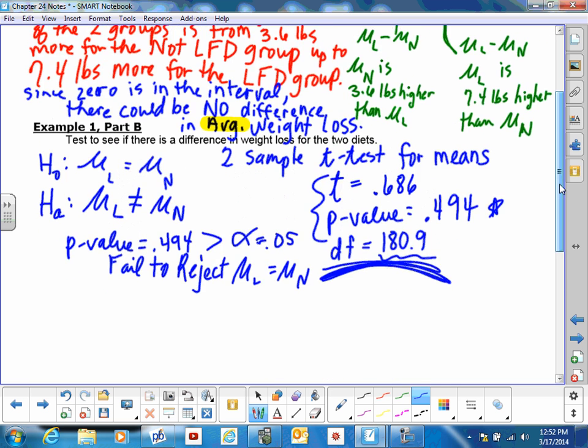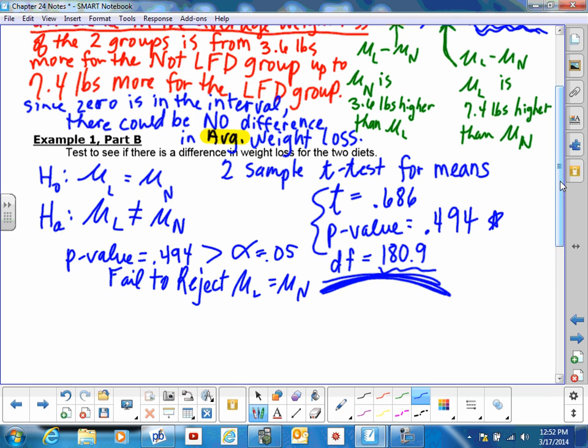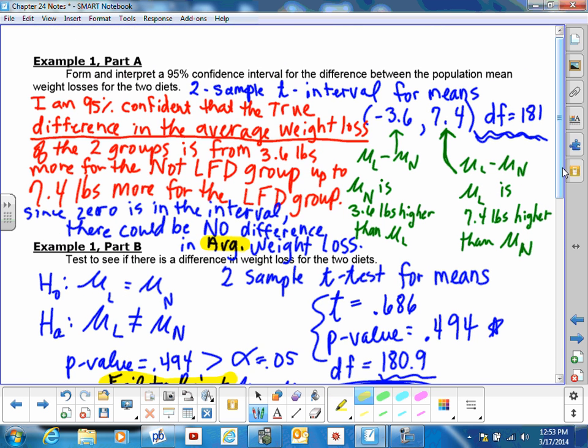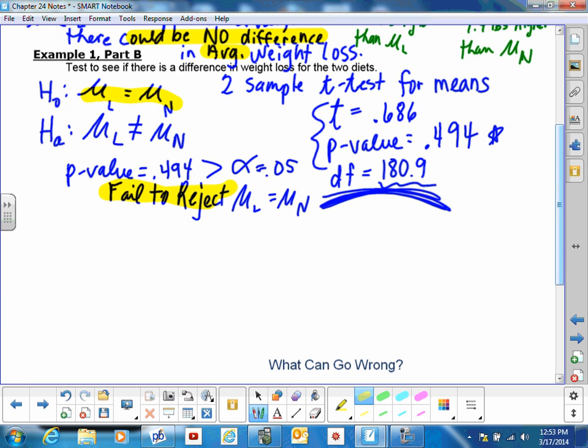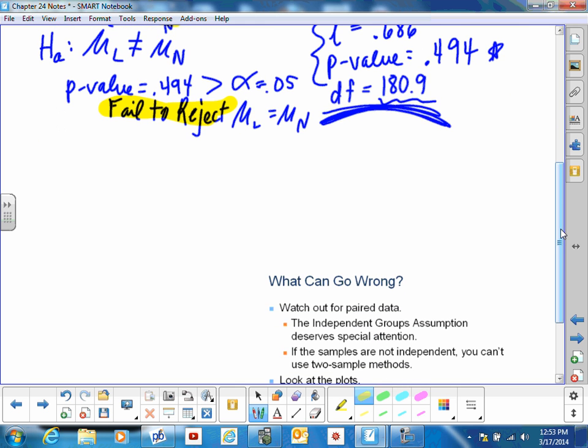So, question. Do you think that this decision coincides with the interval? Does that make sense based on the interval we had gotten up above? Yes. How so? Zero. Aha, very good. Because there was a 0 in here, there could be no difference. We already said that. So since there could be no difference, I'm not going to have evidence to reject their equality. Okay? So it coincides. So see, that's another nice thing you have to rest your confidence in.